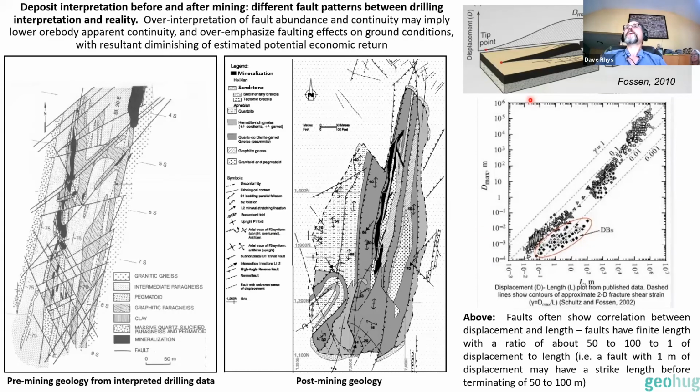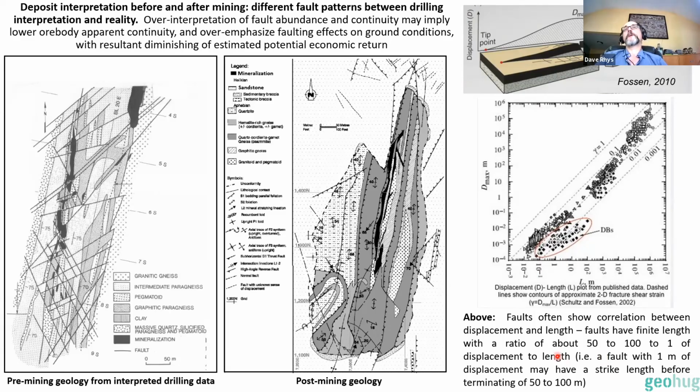So on the right here is another important point, is that faults don't go on forever. Faults typically have a displacement length ratio to them. In the core of a fault, if you have a displacement of 1 meter, typically that displacement length ratio, which is well defined from petroleum work and other studies, is about 50 to 100 to 1. So a fault with a displacement of 1 meter typically will have a strike length of between 50 and 100 meters, and it will not go any further than that. It will terminate, potentially stepping to another fault on echelon, or just end.